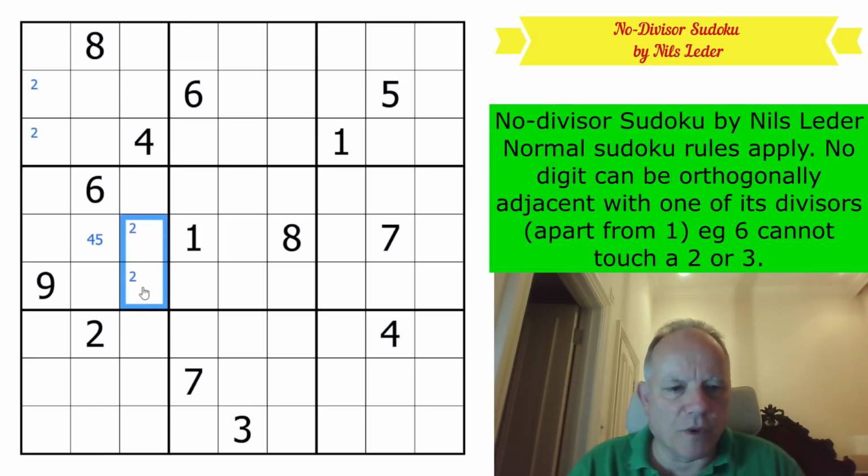Maybe this is a good way to go. So 4 can't be there or there, must be in one of those 3 cells.